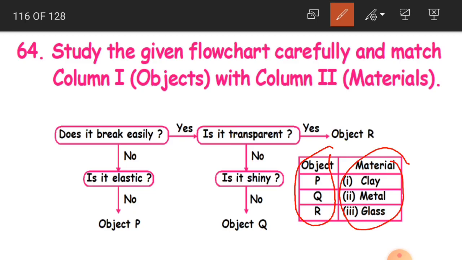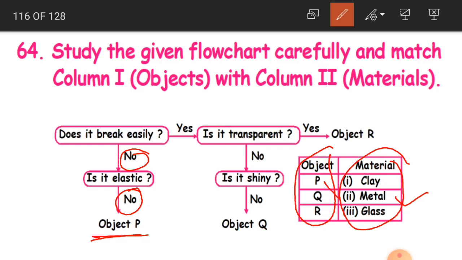So now what is P? Let us read. Does it break easily? No. Okay, this is about P. Is it elastic? No. So this is object P. From clay, metal and glass, metal is not going to break. And is it elastic? The answer is no. So clay is elastic. No, here object P is not elastic. That is why P is equal to 2 here.